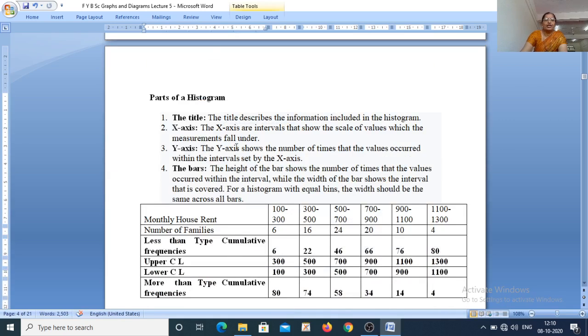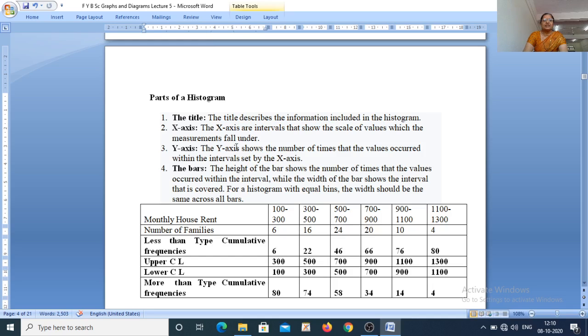So, what are the parts of a histogram? The title. One has to write a proper title which gives the information about your data and for which particular type of variable you are drawing the histogram. You have to note that there. Also, one has to write down your scale. What are the scales you are using on the x-axis? What are the scales you are using on the y-axis? That you have to show in the graph.